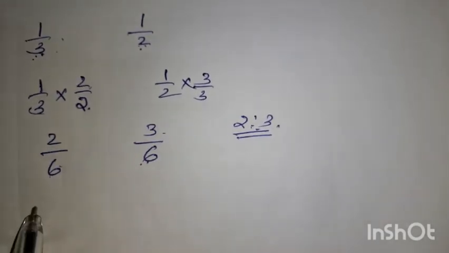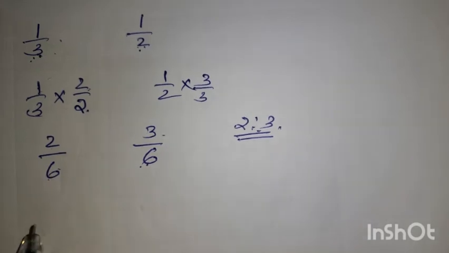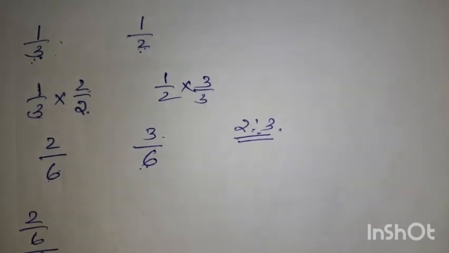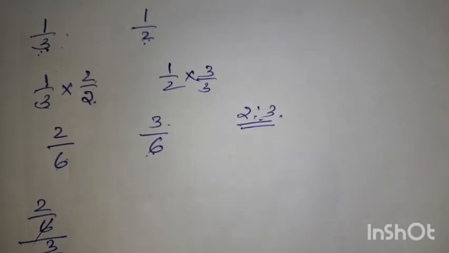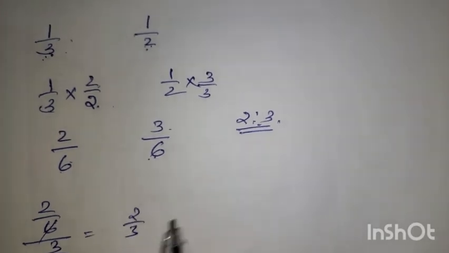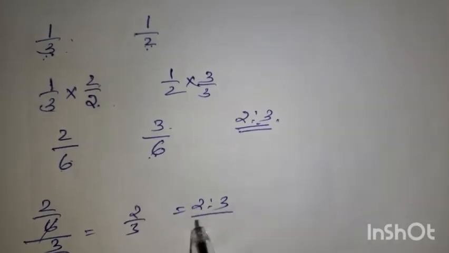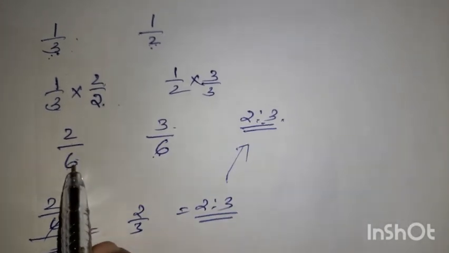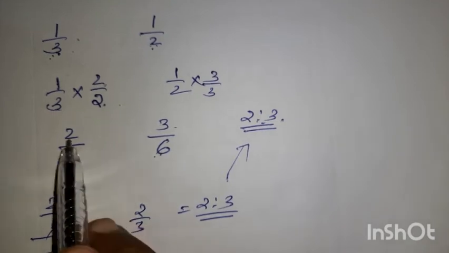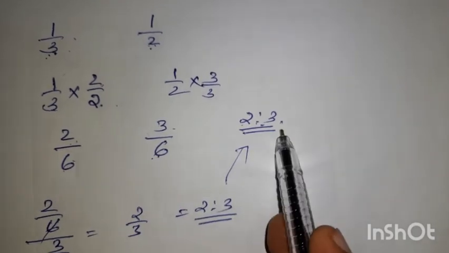Otherwise, if you divide this one, 2 by 6 and 3 by 6, this 6 and 6 will be cancelled. So we will get 2 by 3. 2 by 3 we can write as 2:3 in the ratio form. Okay, that is how you write it. So we keep the denominator common and we can write the ratio of the numerators.